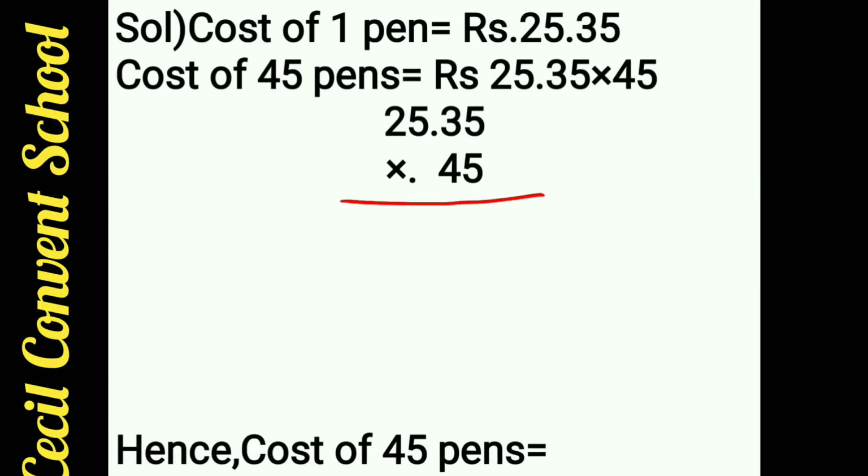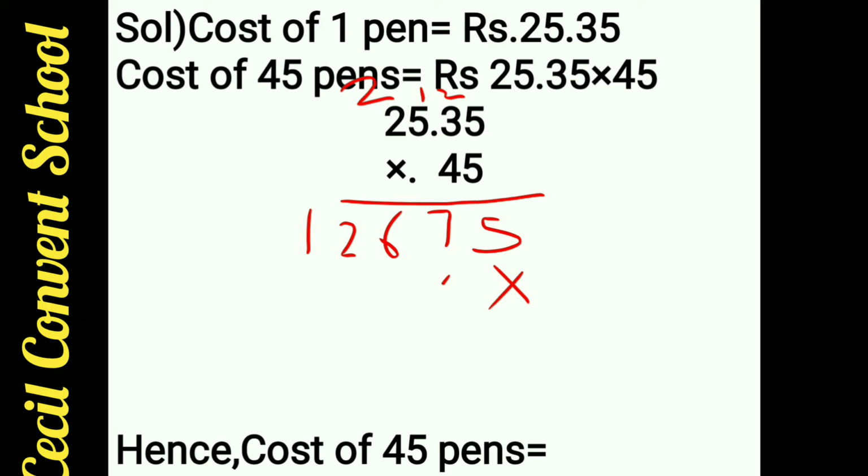5 5s are 25. 2 will go on 3. Clear? 5 3s are 15. 15 plus 2 is 17. So 1 will go on 5. 5 5s are 25. 25 plus 1 is 26. So 2 will go on 2. 5 2s are 10, or it comes 12. Now we move to next number, that is 4.